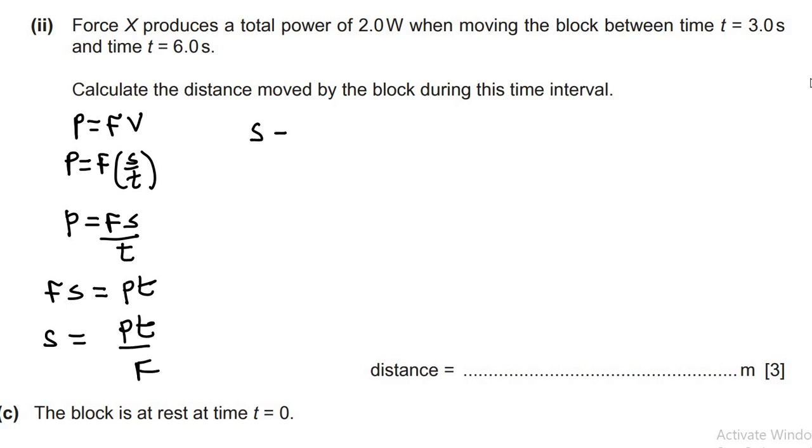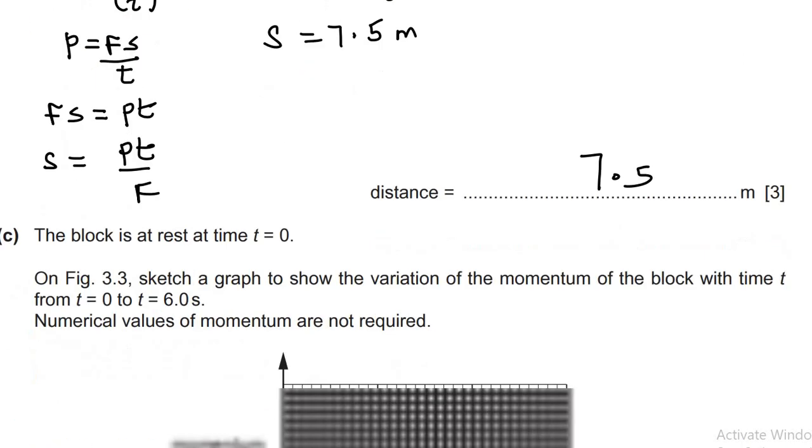So let's get our distance. Power is 2 watts. The time between 3 and 6 seconds, so our time will be 6 minus 3, which is 3 seconds, divided by force. The force between 3 and 6 seconds, we've seen, is 0.8. So 6 divided by 0.8 is 7.5 meter. So our distance is 7.5 meter. So we write 7.5 here. There is meter there. That's it.